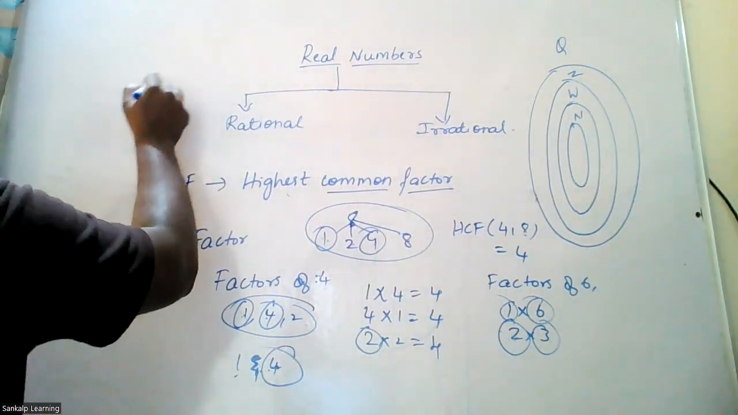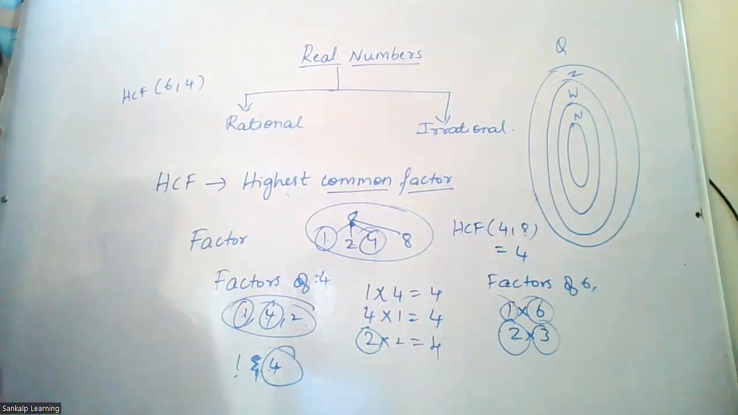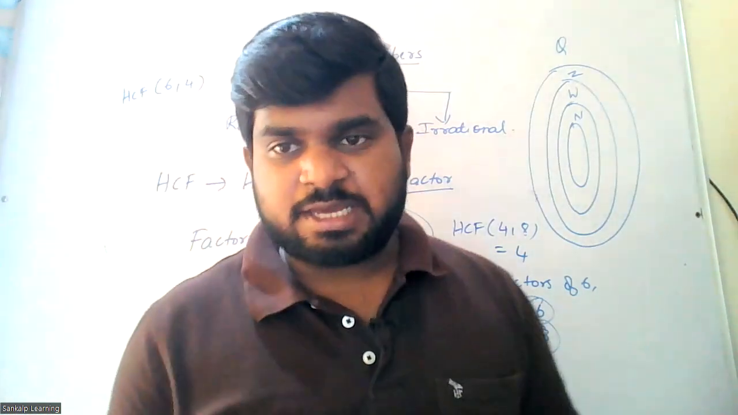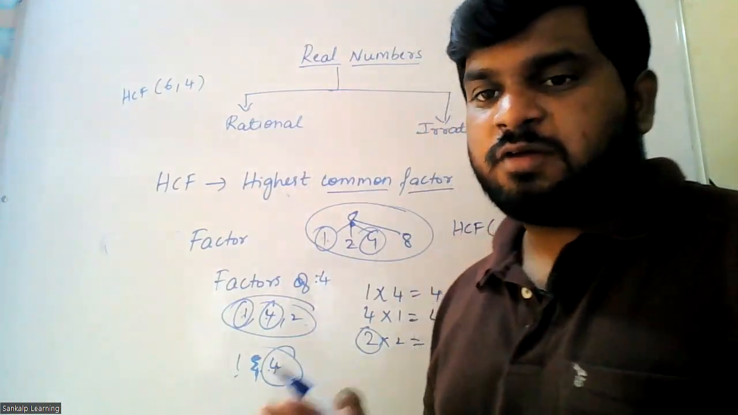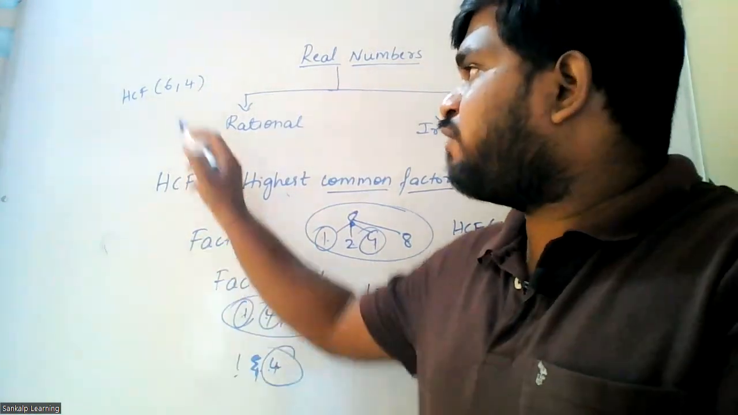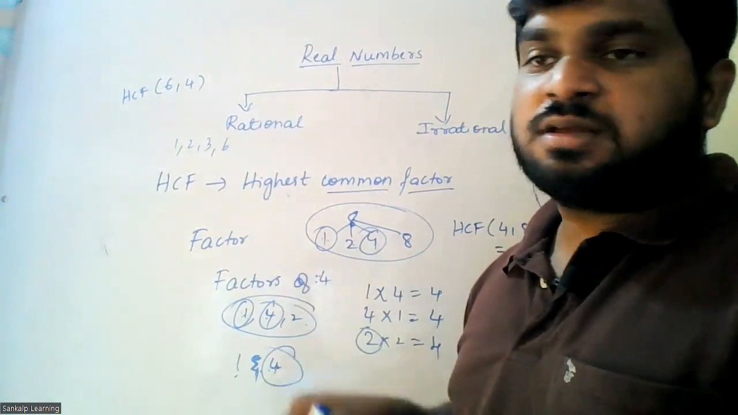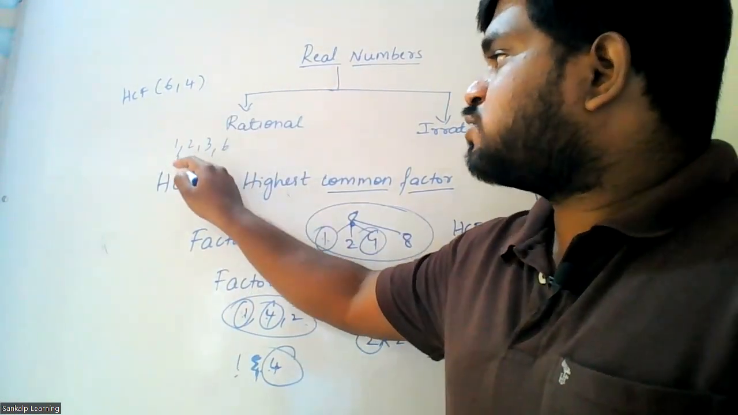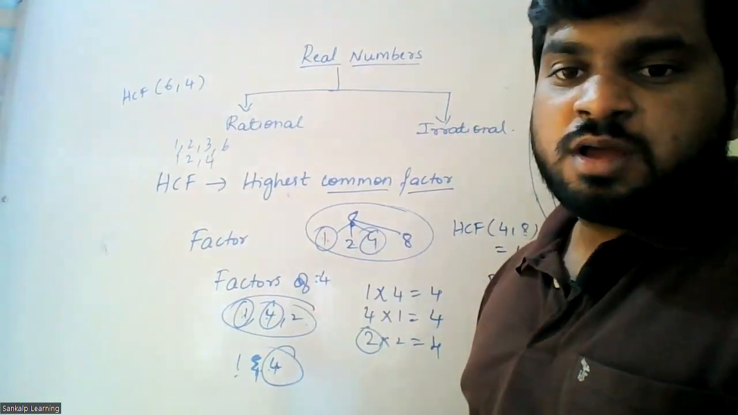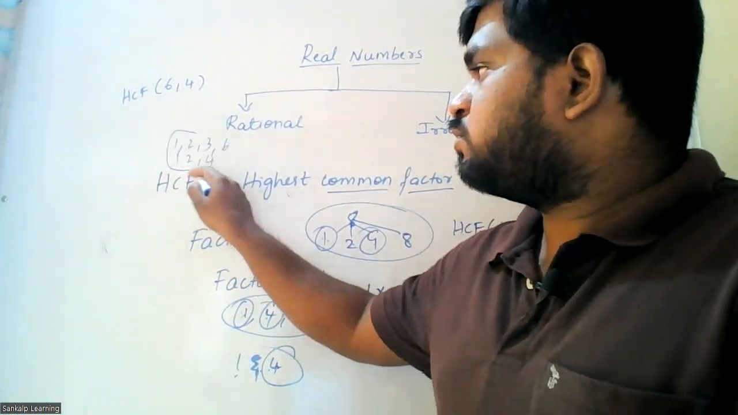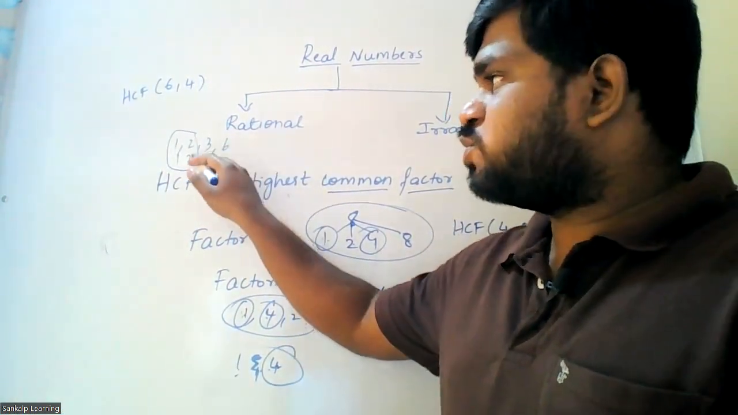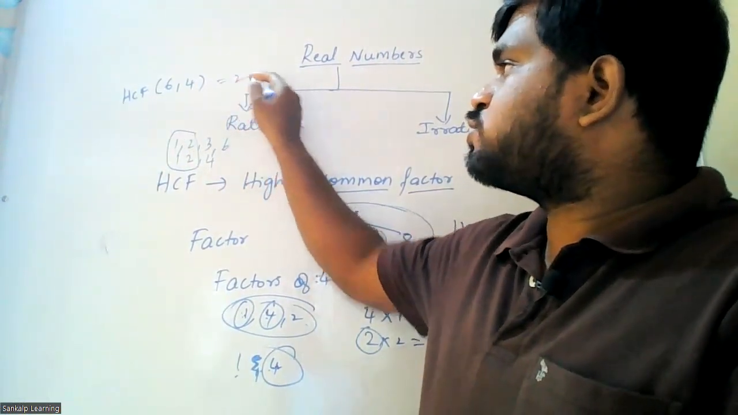If I ask you, what is the HCF of 6 and 4? Well, let's do the actual way. Find the factors of 6. The factors of 6 are 1, 2, 3, 6. Find the factors of 4. The factors of 4 are 1, 2, 4. Which are the things that are common? 1 and 2. Among that, which is the highest? 2 is the highest. So HCF of 6, 4 is 2.